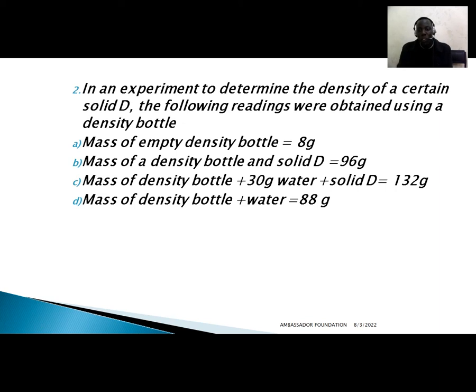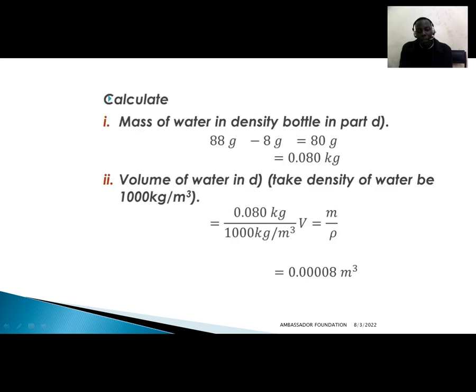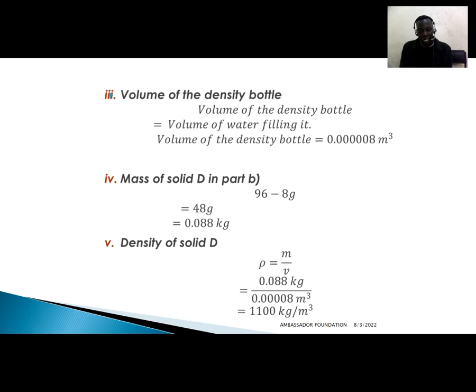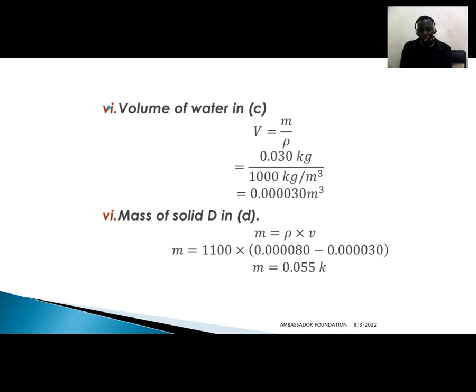30 grams, but it is also 30 centimeters cubed. You subtract from 80. The remaining 50 centimeters cubed was the volume of solid B. And you know the mass of solid B, 88 over 50. We are done. That's how it should be. As simple as that. You follow this until you get to where we are supposed to be. Very simple. You will not fail this.